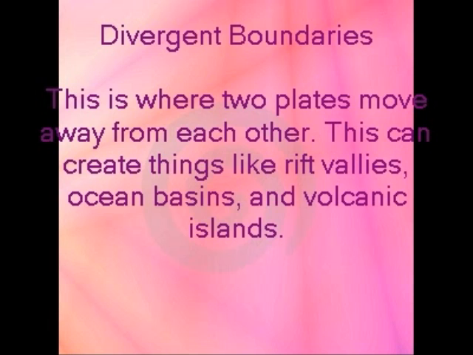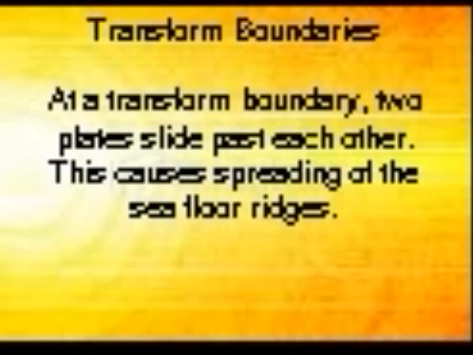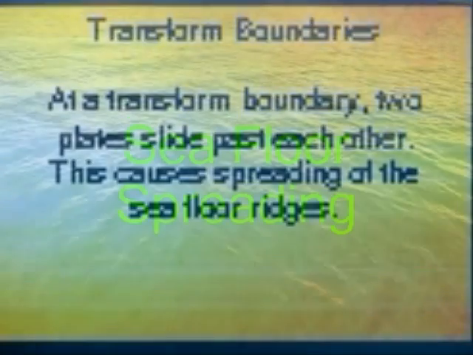Divergent boundaries. This is where two plates move away from each other. This can create things like rift valleys, ocean basins, and volcanic islands. Transform boundaries. At a transform boundary, two plates slide past each other. This causes spreading of the seafloor ridges.